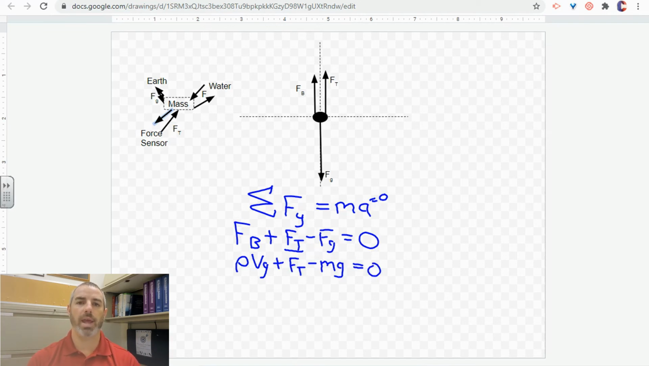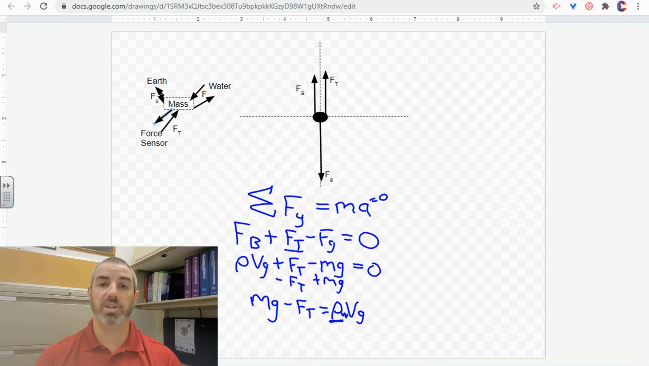So we're going to go ahead and add mg to both sides, and subtract F_T from both sides. That'll leave us with mg minus F_T is equal to rho Vg. Now from this, you need to figure out the experimental value of the density of water using the values that we had. So you're going to create a straight line graph in which the slope will help us either find the density or will be the density of water.